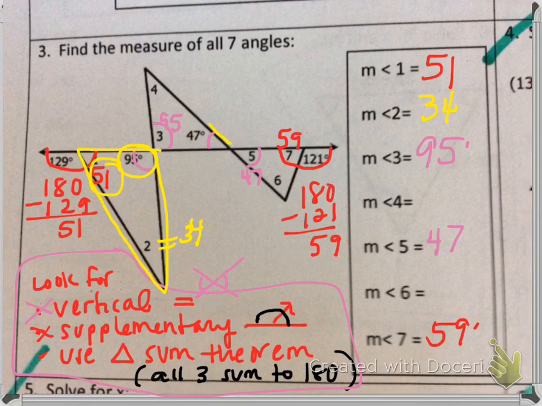Another triangle here, we've got 2 angles, the 47 and the 95. If you add 95 and 47 and subtract from 180, you get angle 4, which is 38 degrees. And then finally, this triangle here, you know the 59 degrees and the 47. So if you add those and subtract from 180, you would get angle 6, which is 74 degrees.